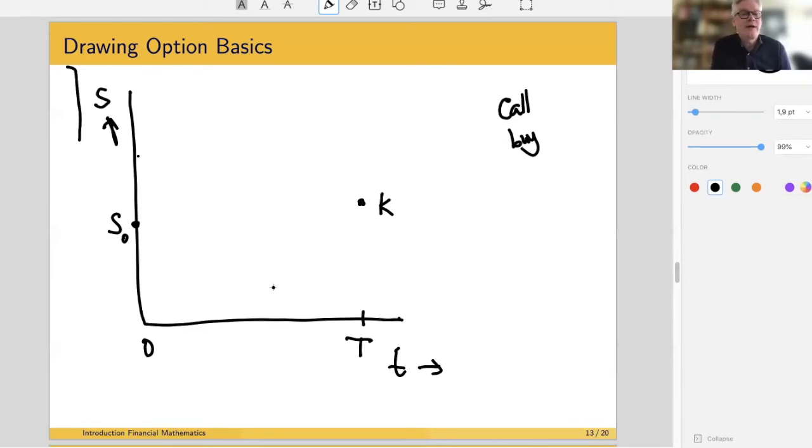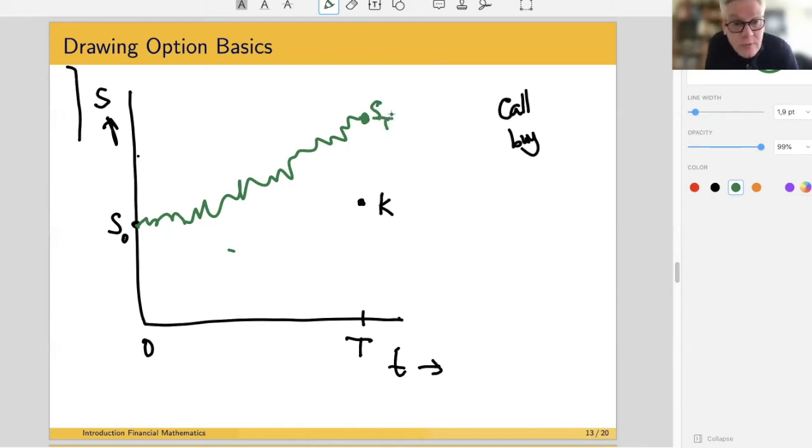Now there are different possibilities. We don't know what's happening in between time 0 and the capital T. I change the color. Suppose that there's a lot of good news. Then the stock will develop in a very positive way, ending up here. And in that case, this would be S sub T. What would happen then?